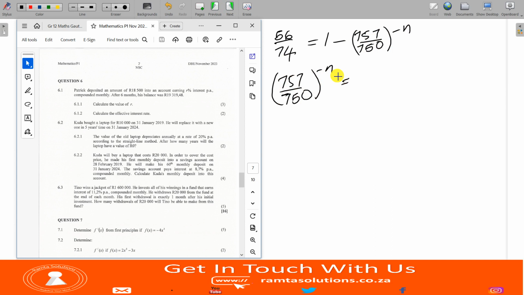So 757 over 750 to the power negative n is equal to 1 minus 56 over 75. What do we get? My mistake, it was 56 over 75, not 74. So what do we get? We get 19 over 75, right?